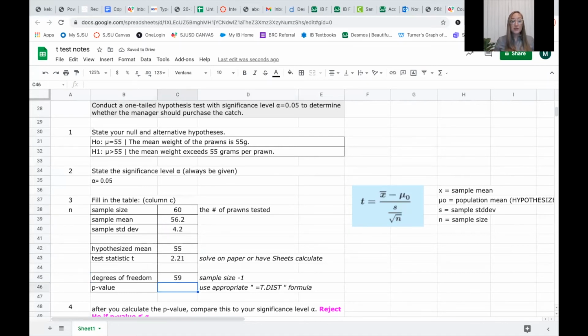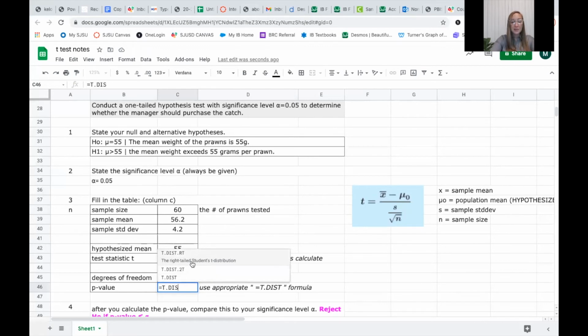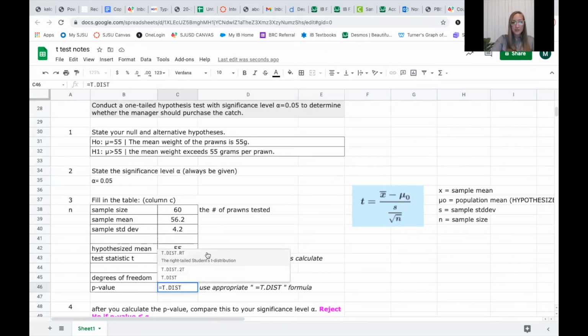All right, for the p-value, this is where we're going to use our fancy formula, which is t.dist, and then there's a couple other options that pop up, and we're going to break that down. I'll show you one more time. I start with an equal sign to tell Sheets that we're doing math, and then I type t.dist, and then these are my different options. I have a right-tailed distribution, I have the two-tailed distribution, and then the left-tailed. This depends on what direction I'm testing.